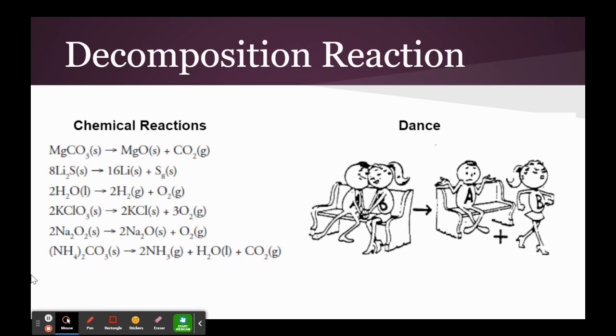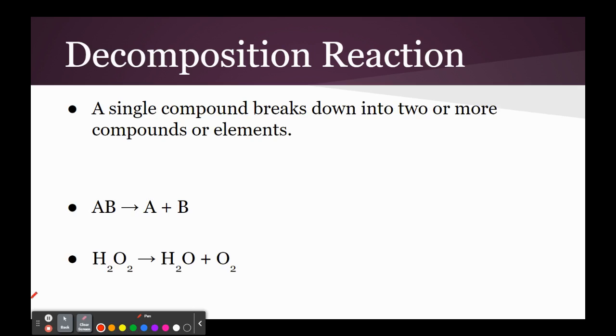Our next type of reaction is a decomposition reaction. So decomposition means to break down. So if you're looking at all of these chemical reactions over here, they all start with one product that is going to break into 2 or more smaller pieces. So our relationship analogy would be we start off with a couple and then they break up. So we then end up with 2 single people. So the definition for decomposition reaction is a single compound breaking down into 2 or more compounds or elements.